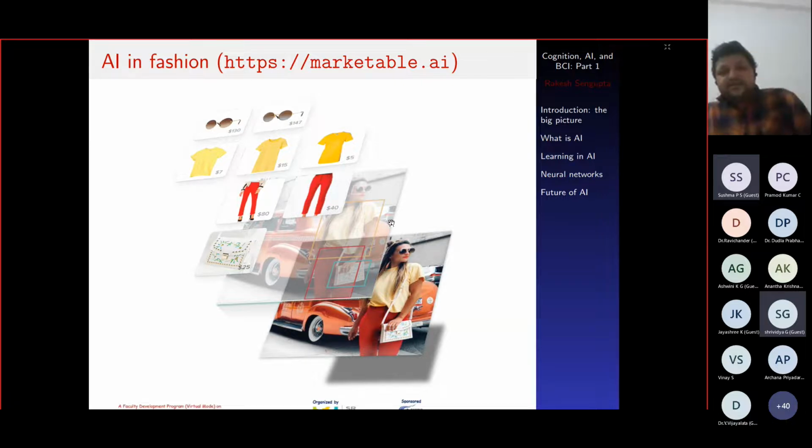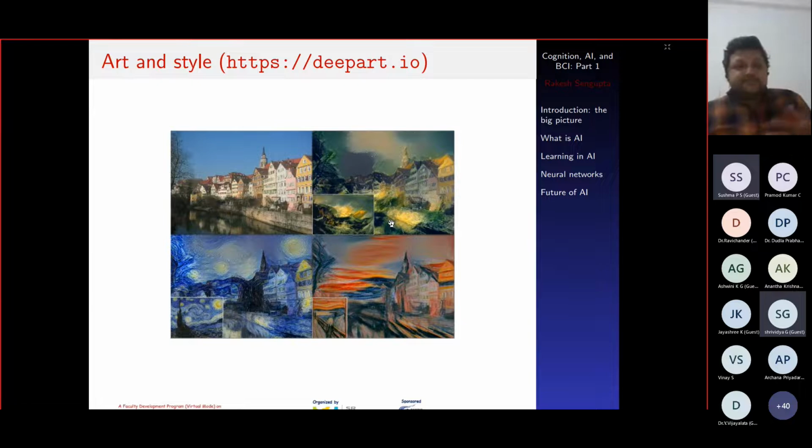Then this is a strange confluence of art and AI. This is on the website called deepart.io. Here deep learning is used to extract the style from a particular painter. For instance, on the bottom left, you have a Van Gogh painting, and on the bottom right, you have the painting The Scream, very famous paintings worth hundreds of millions of dollars. What they have done is extracted the style of the painting.